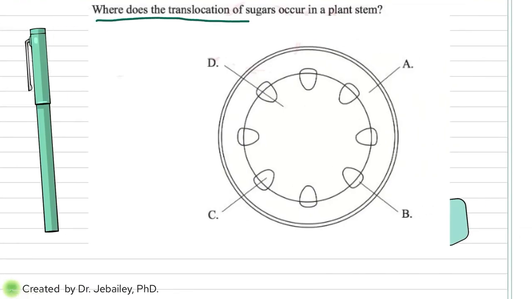Where does the translocation of sugar occur in plant cells? Once again, you can see here that it's not A and it's not D because it's inside, and C is the X, on the outside is the P. So the answer is B.